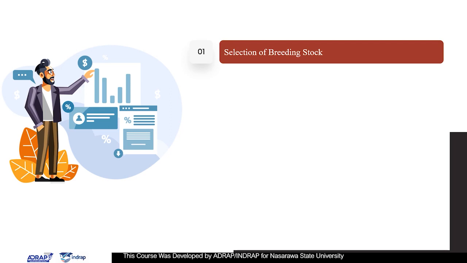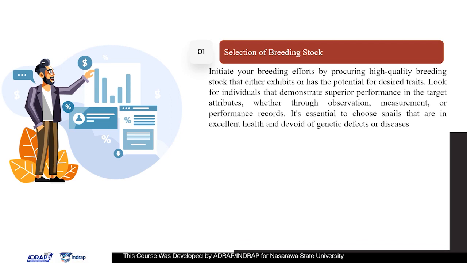Selection of breeding stock. Initiate a breeding effort by procuring high-quality breeding stocks that either exhibit or have the potential for desired traits. Look for individuals that demonstrate superior performance in the target attribute, whether through observation, measurement, or performance records. It is essential to choose snails that are in excellent health and devoid of genetic defects or diseases.